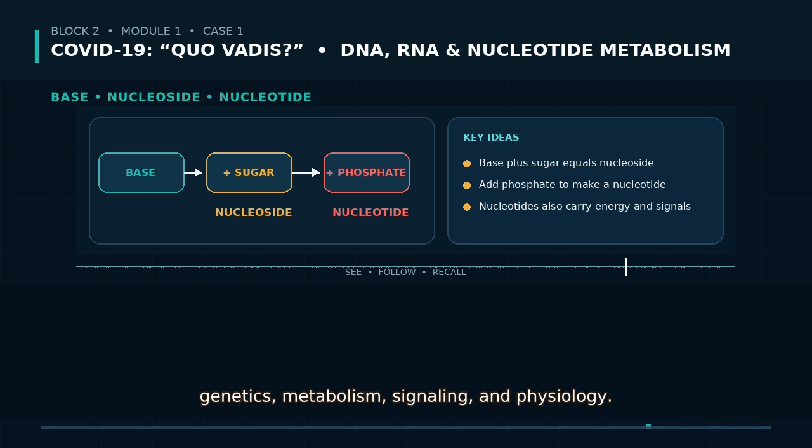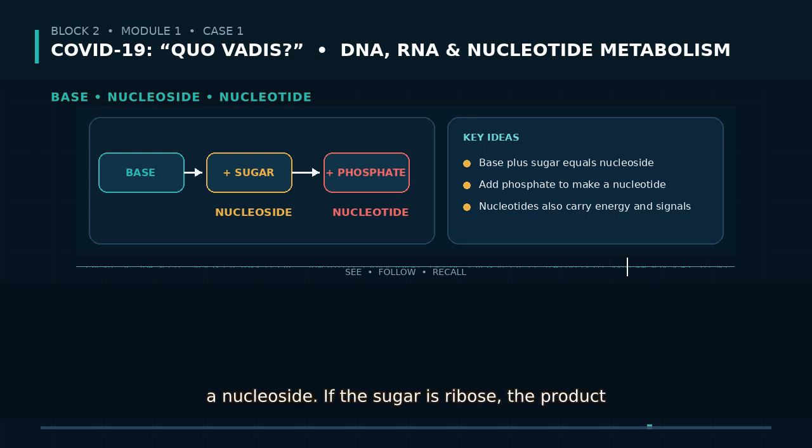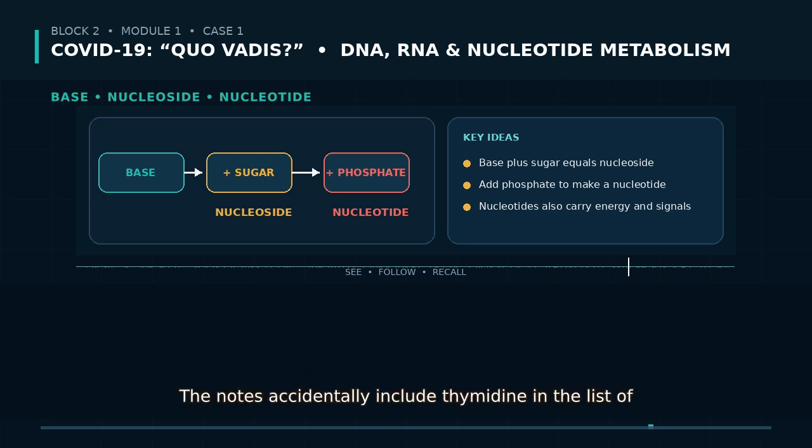For DNA, deoxyadenosine forms deoxyadenylate, deoxyguanosine forms deoxyguanylate, deoxycytidine forms deoxycytidylate, and thymidine forms thymidylate. Their monophosphate abbreviations are spoken as dAMP, dGMP, dCMP, and dTMP.